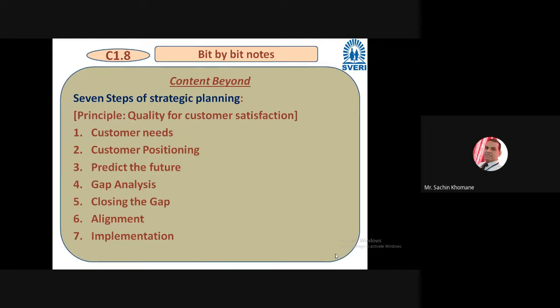Then the next one is customer positioning. Customer positioning means the relation with the customer. How will be the relation with your customer? Finding that positioning relation is the customer positioning.